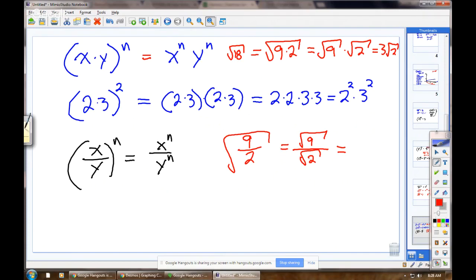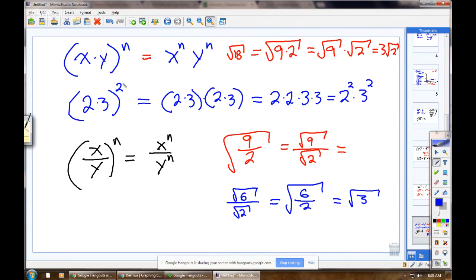That property is also useful in reverse. So, new color. If I started with something like the square root of 6 over the square root of 2, I can take this rule in reverse and say, hey, that's the same thing as the square root of 6 over 2. Well, that's kind of nice because 2 goes into 6 3 times, so that must be the square root of 3. So roots simplify a lot in certain cases.